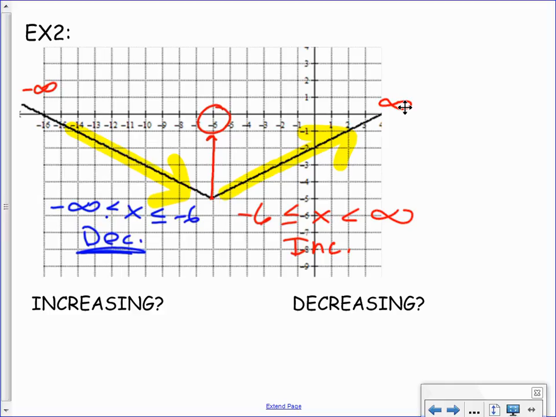If you want to read it backwards, for the increasing, x is greater than -6, and for the decreasing, x is less than or equal to -6.